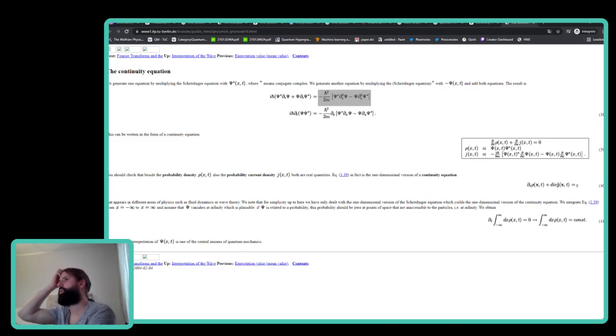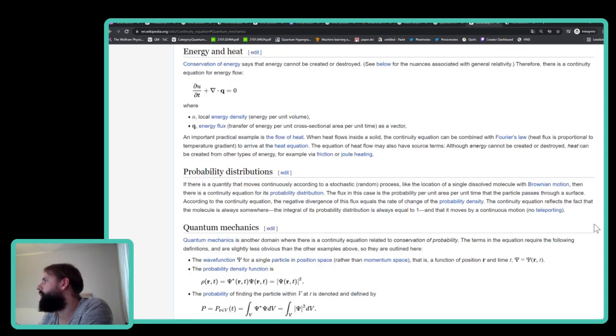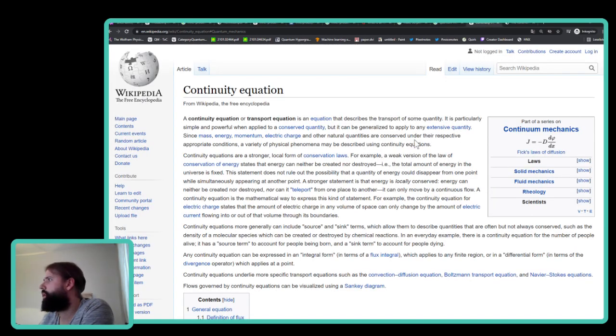Getting there somehow, but how to make sense of that? Maybe I have to step into other areas where this is defined.